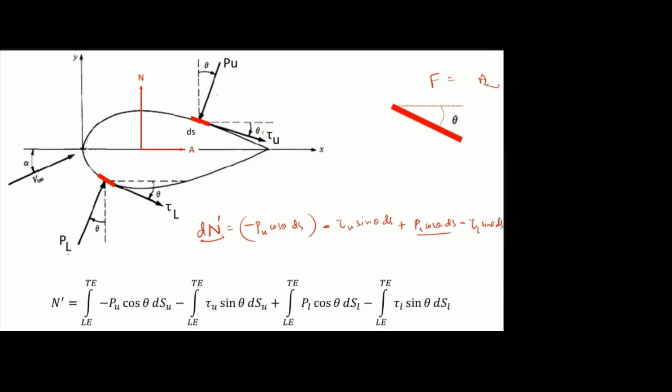Okay. Force means pressure into area. You should not forget this ds. You should not simply write p into cos theta alone. You have to multiply with the area acting on that. Then for the complete n dash, we are integrating all those terms from the leading edge to the trailing edge. So you will get this final equation.